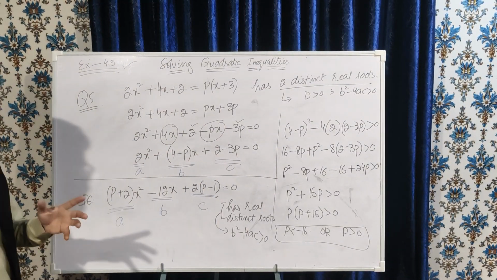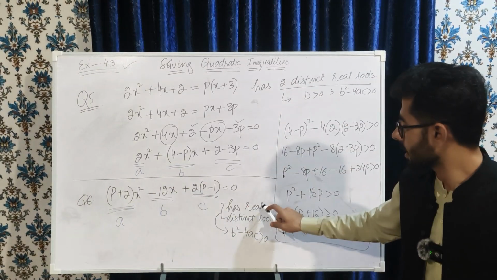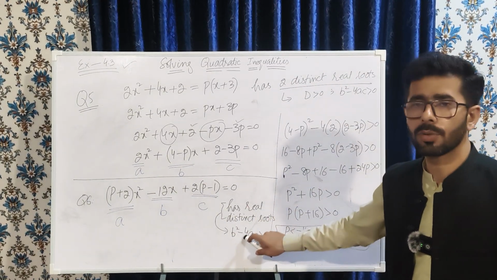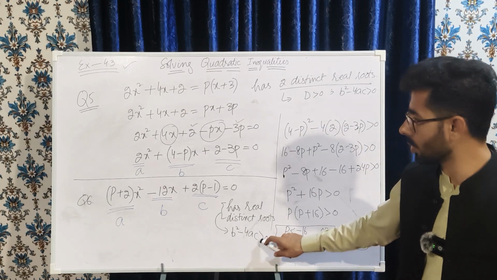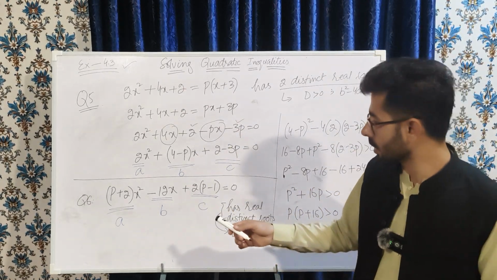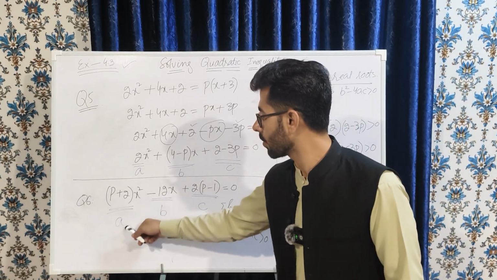Question number 6 has exactly the same thing. It again says that this whole equation has real distinct roots. So the case is similar. You have to use b square minus 4ac bigger than 0. We just need to decide the values of a, b and c coefficients. Something that is multiplied with x square is a. So p plus 2 will be a.